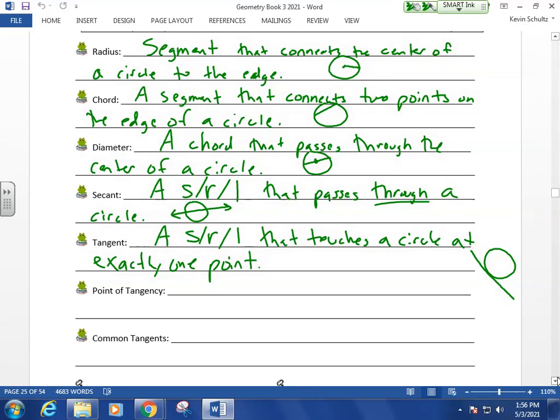The point of tangency is the point where a tangent intersects the circle.